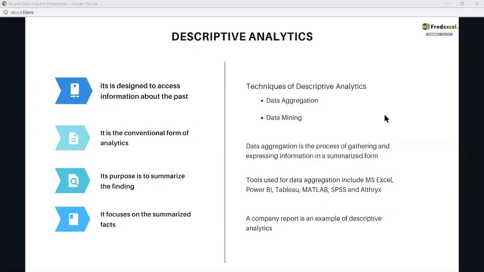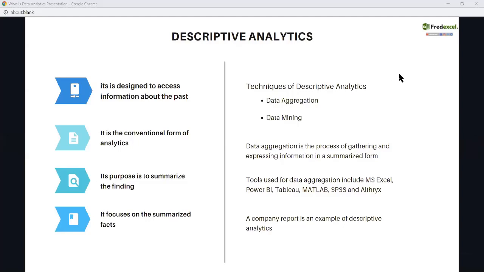So here we are picking information from the past. We are talking about historical data. What led to this? So we are depending on past information to draw an inference. And it is the conventional form of analytics. It has been in existence for quite some time. Those who have read stats will admit to this. Its purpose is to summarize the findings, and it is focused on summarized facts. The techniques for descriptive analytics are data aggregation and data mining, as I said.